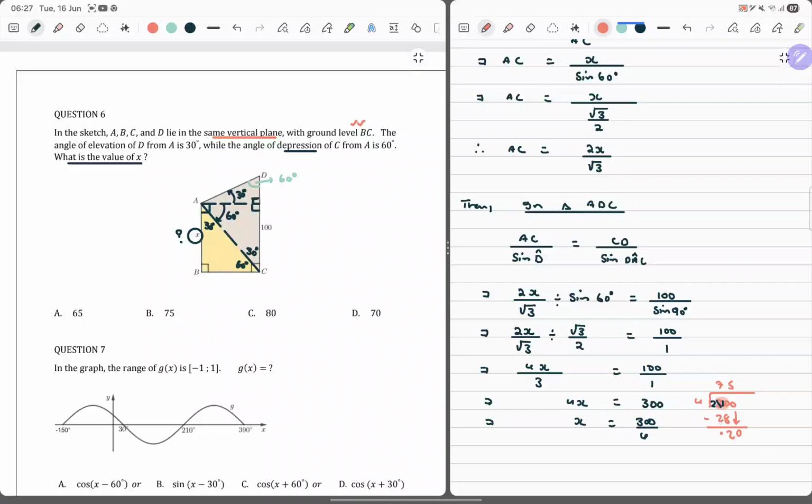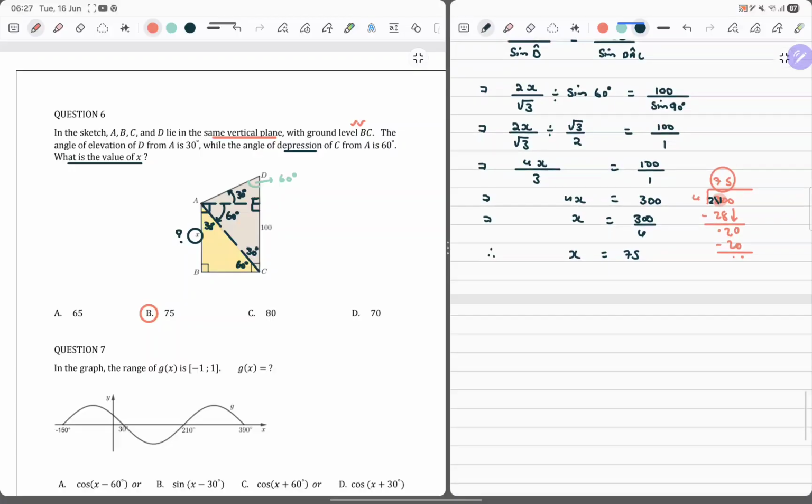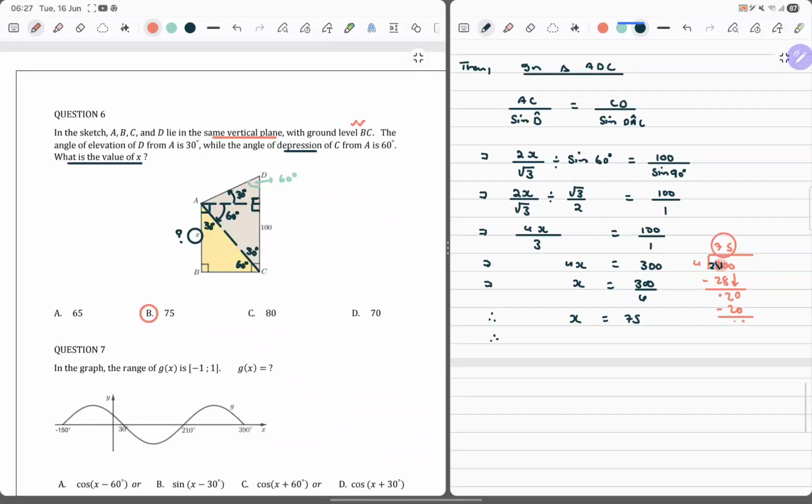4 into 25, 5 times 4, 20. Now we subtract, this is 0, 0. So our quotient is our answer. So we can see that, therefore, x is 75. Answer B. Okay, so therefore our answer is option B.